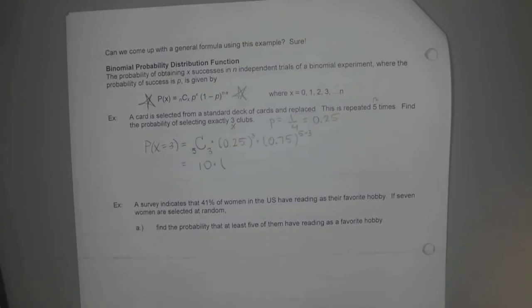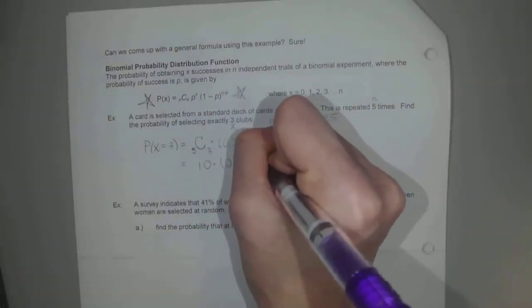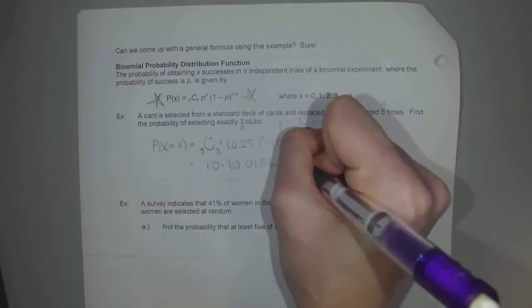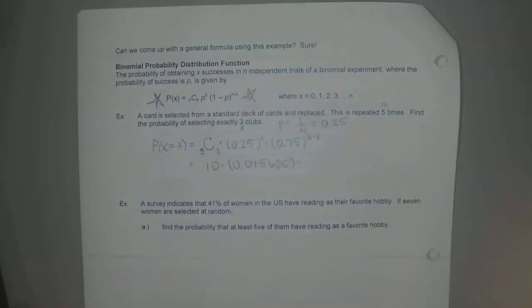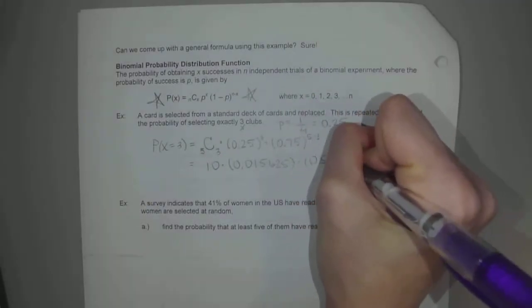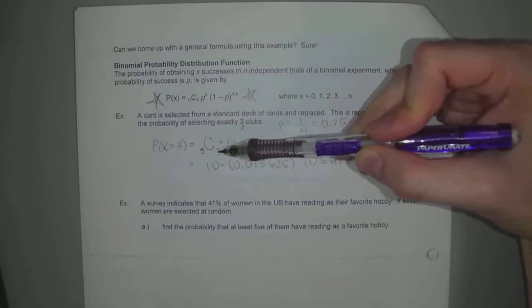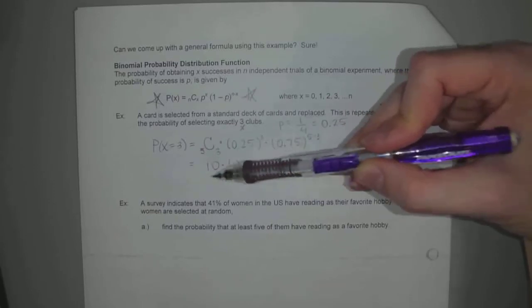So that part's 10. And I wouldn't even probably do it this way, but I'm going to just show you the different parts. So 0.25 to the 3rd power is just 0.015625. And then 0.75 to the 2nd power. So I'm kind of just showing you all the bits, okay? So how many different arrangements can we pull 3 clubs out of 5 cards? There's actually 10 ways we can do that.